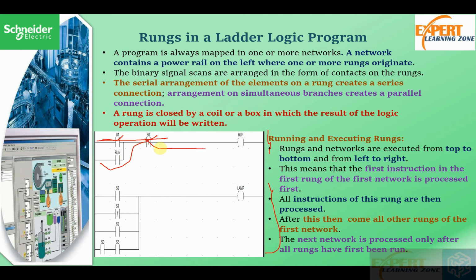And after we have processed this rung, then we move to the next rung where this is processed to give this output. Next, this is processed. Then next, this is processed. Then next, these two are processed. Okay, so all instructions of this rung are then processed. Okay, after this, then comes all the other rungs of the first network. The next network is processed only after the rungs have been run. Okay. All right. I hope that makes sense.